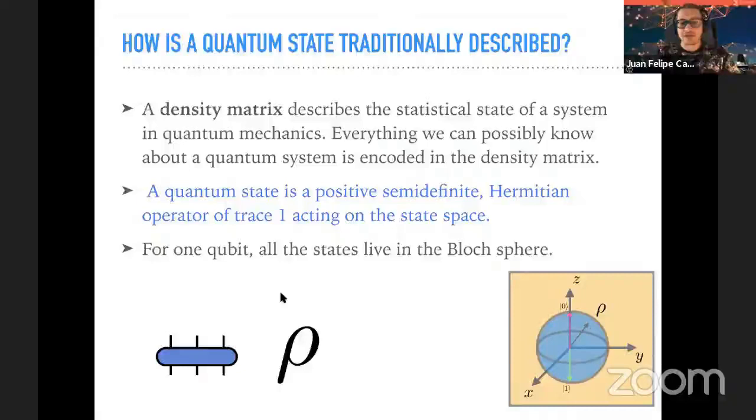So for instance, for one qubit, all these quantum states live in the so-called Bloch sphere, right? That's very familiar to us. I'm representing this quantum state as a density matrix rho. And this is a graphical notation by Penrose, where these sticks represent the indices of the matrix over the different qubits. So I'm going to refer to some of these diagrams in what comes next.